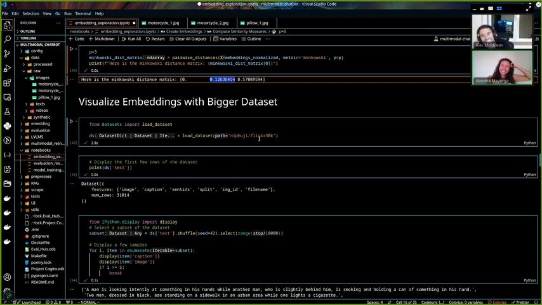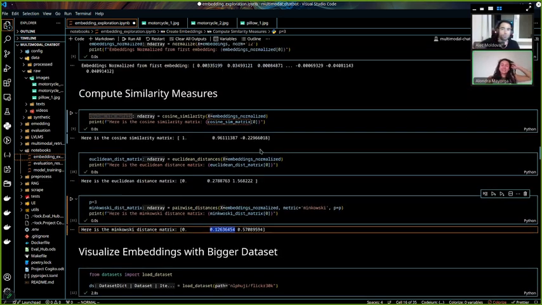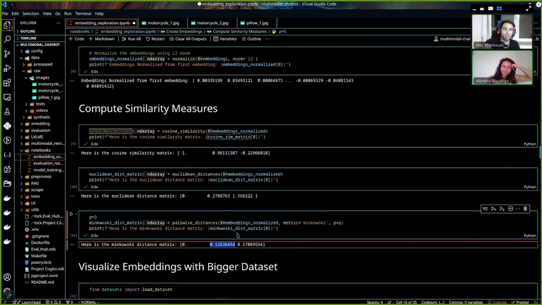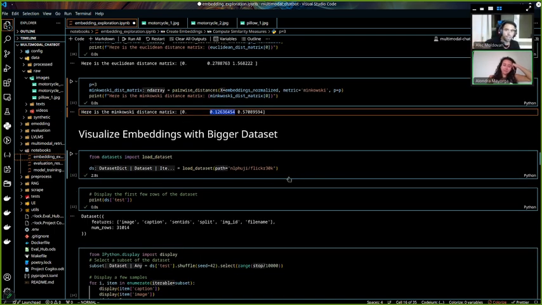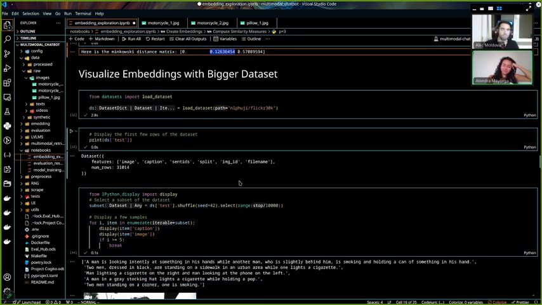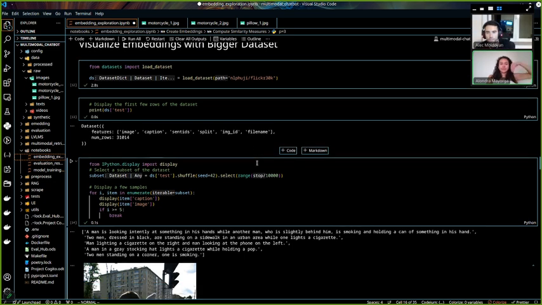All right, here is visualizing a bigger data set. I just did three examples, and I just explained on a very small scale. Now I scale it up to the 30K Flickr data set, and I'm using the data set from Hugging Face. Here is how it looks: you get an image, caption, sentids, split, image ID, and the file name.